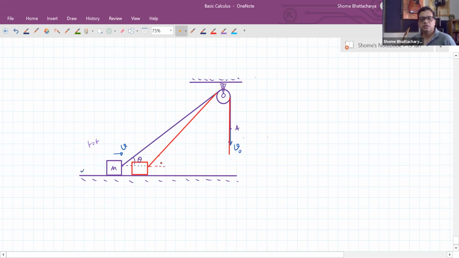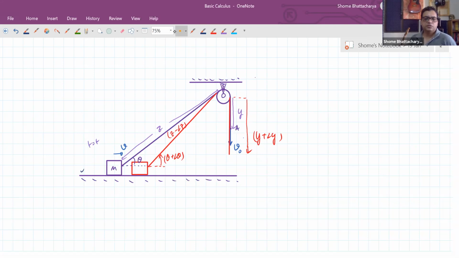So you can see that theta is increasing, while if you take this distance to be y, now this is increasing to y plus delta y, while if this thread length here was, let's say, z, then this thread length here is becoming z minus delta z. So this is what is happening dynamically. Now, how we can express this in terms of calculus, let's understand this.